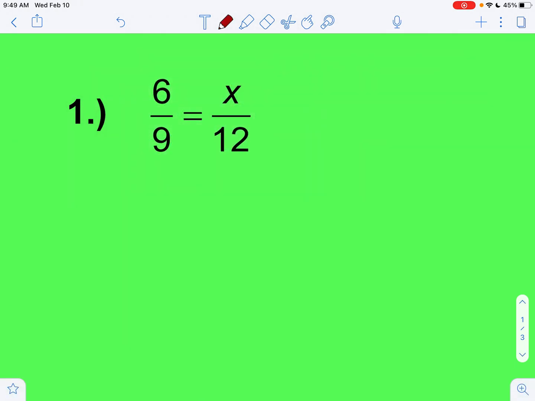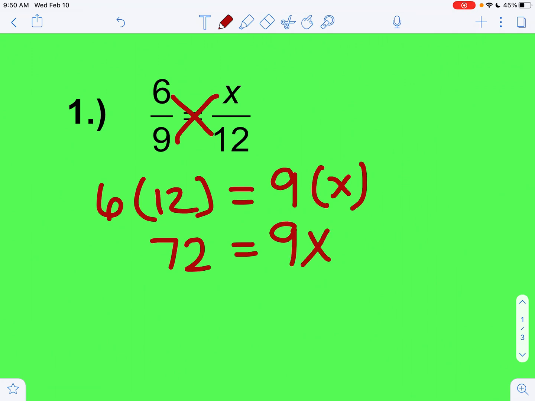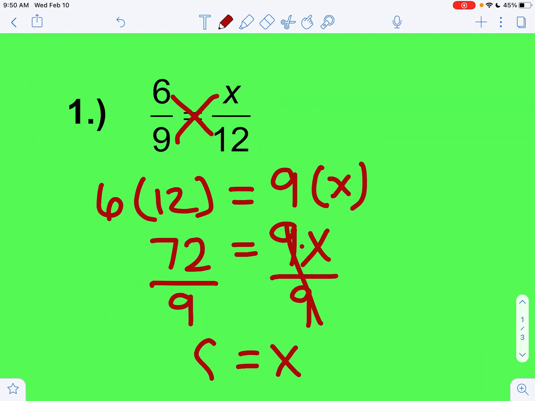Number 1, we have 6 over 9 is equal to x over 12. So we need to cross multiply. So we're taking 6 times 12, and that is equal to 9 times x. Okay, 6 times 12 is 72, and that is equal to 9x. Right now it is 9 times x. We want x by itself, so the opposite of multiplication is division. So we divide both sides by 9, and we get x on the left-hand side. 72 divided by 9 is 8. So x is equal to 8.